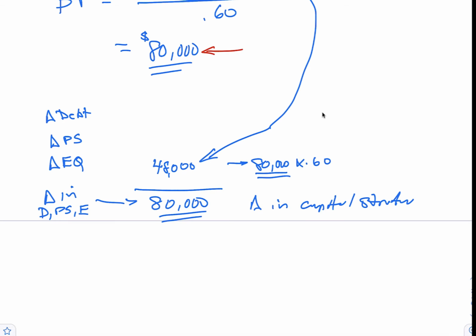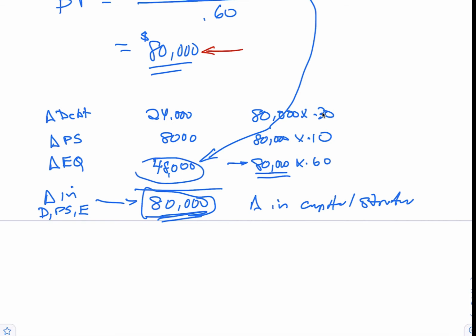Now we need to see what the change in preferred stock is. Well, that's computed as 80,000 times 10%. That's 8,000. So preferred stock has to increase by 8,000 also. And how much does debt have to increase? Well, debt has to go up 24,000. When you add these together, you get $80,000 change in capital structure. So this 48,000 comes from retained earnings.